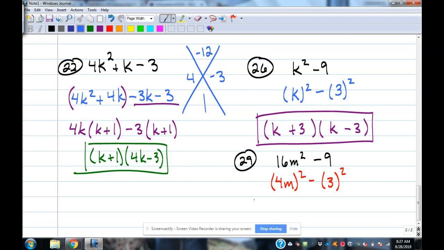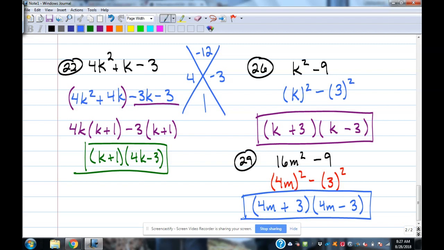The factors then, they both have 4m in the front, 3 in the back. 4m in the front, 3 in the back. One's plus, one's minus. Differences of squares are some of the easiest ones. You just got to know your square numbers.